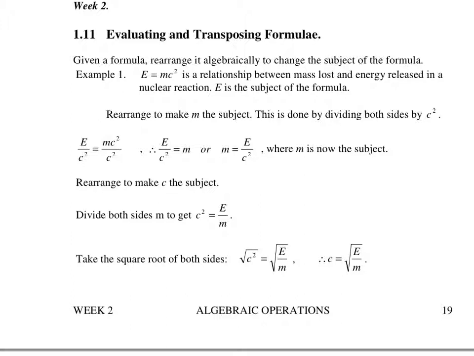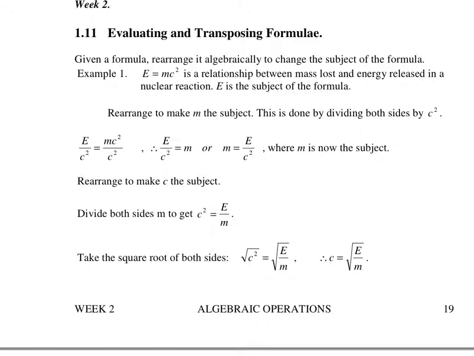When evaluating and transposing formula, you're doing exactly the same thing as solving equations, because when you have a formula, you generally don't have many numbers involved. You just have a lot of variables. So for instance, our first equation is E equals mc squared, the relationship between energy, mass and the speed of light in physics. So we need to rearrange to make m the subject of the formula. That's what we're asked to do.